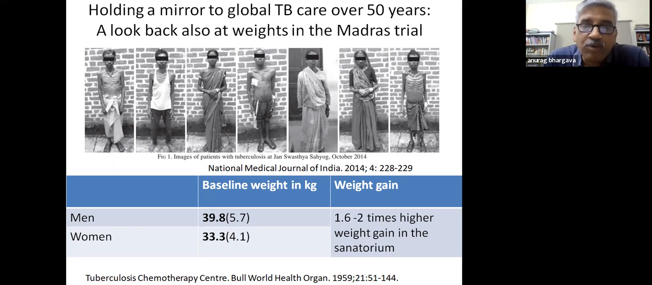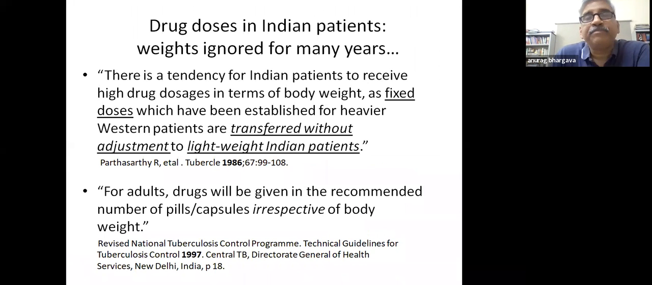So I do not dispute the fact that it was a landmark study, but somehow the message that diet will not play any important role was probably the wrong one. And patients who were severely underweight were deprived of the benefit of a better diet for years.